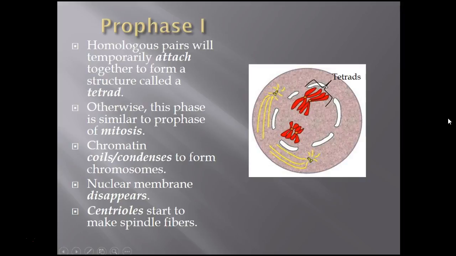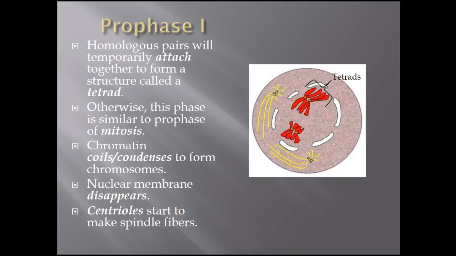Otherwise, if you remember the main events in mitosis during prophase, it's pretty much the same thing. The chromatin will coil up, and remember, chromatin is condensed DNA. So the chromatin further coils and condenses to form chromosomes, so they become visible during prophase. Once those chromosomes form, again, homologous pairs of chromosomes will join together to form tetrads. The nuclear membrane is going to disappear because the chromosomes are going to start to move around in the cell, and they can't do that with the nucleus there.